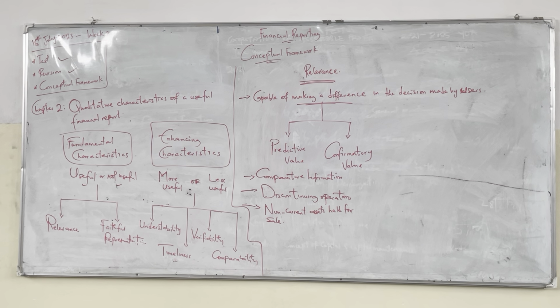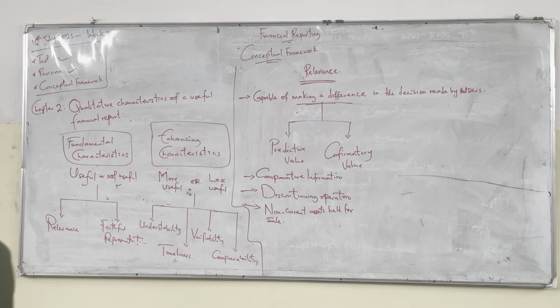Separate it, let the user know that you want to sell this asset. That helps in predictability, because a user will know that they are selling their assets. Is it that they are having problems or whatever? So you can predict into your future and say, okay, what's the next line of action? That's another way a financial report can have predictive value.